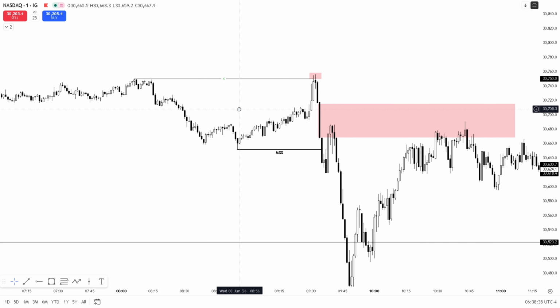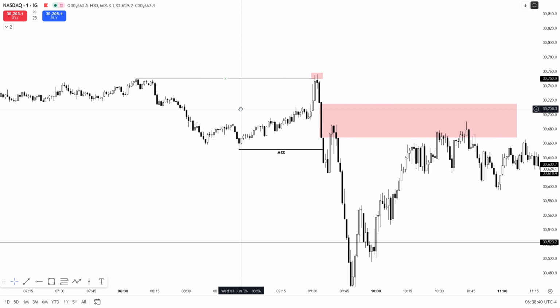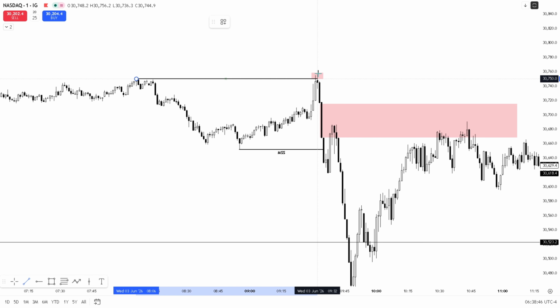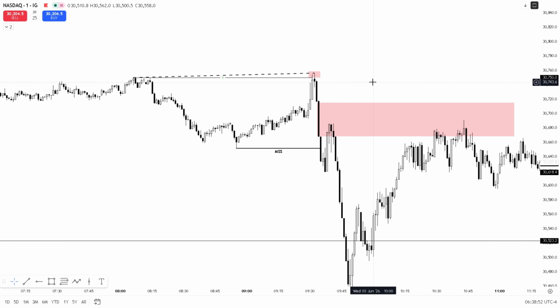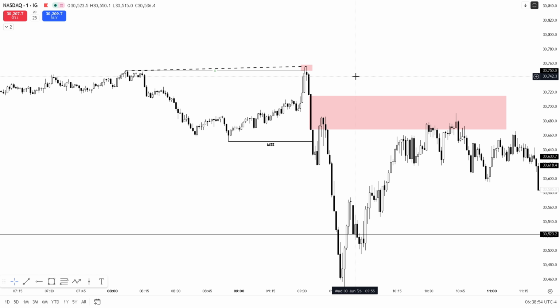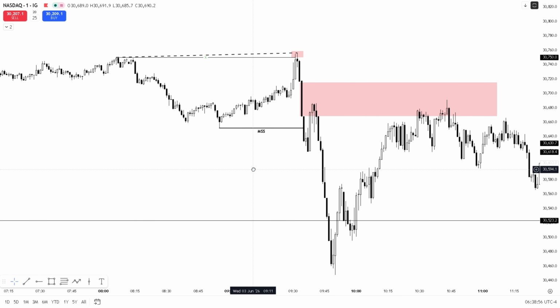What makes this way stronger, what confirms it way more and makes it higher probability, is when we have SMT. Yesterday we had an SMT with ES on S&P 500. This is Nasdaq. Compare that to ES or Dow Jones. Yes, it makes it way more high probability.